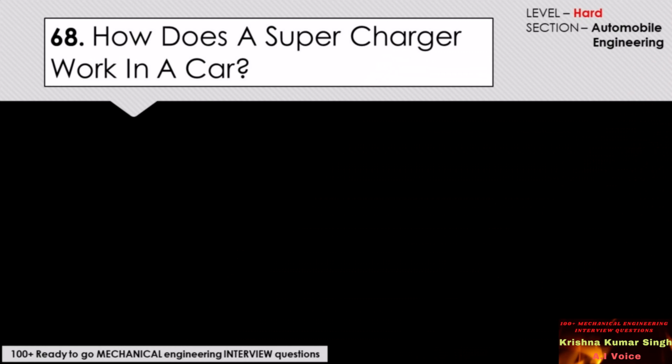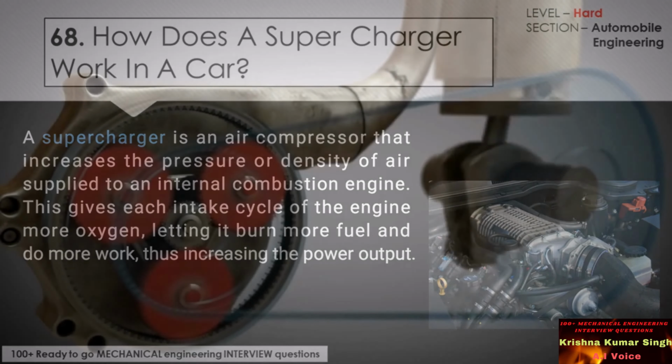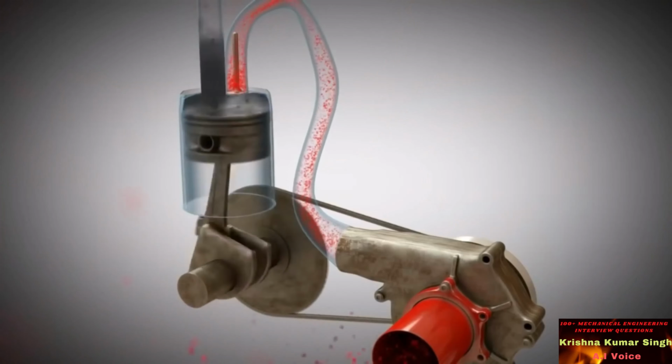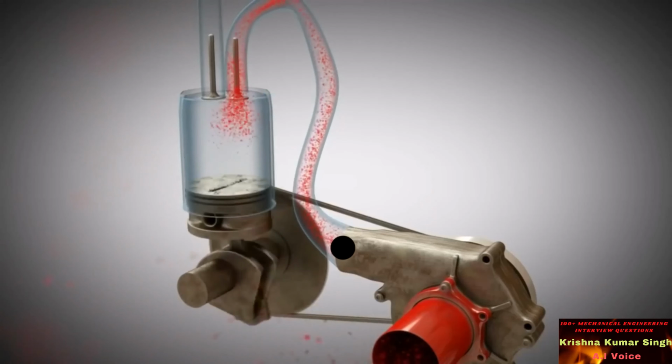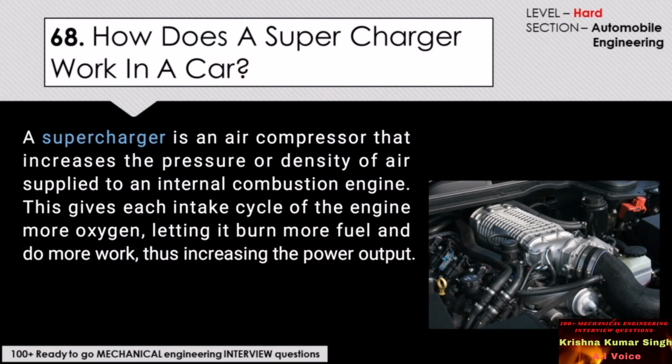How does a supercharger work in a car? A supercharger is an air compressor that increases the pressure or density of air supplied to an internal combustion engine. This gives each intake cycle of the engine more oxygen, letting it burn more fuel and in turn doing more work and ultimately increasing the power output.